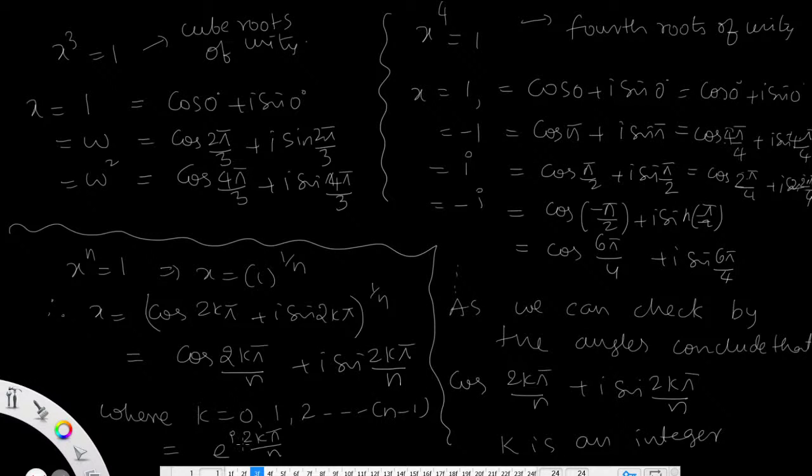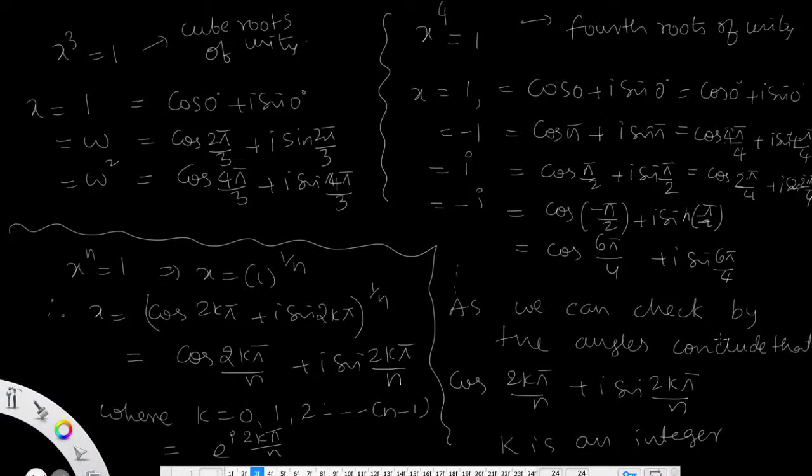Now for the fourth roots of unity, you can substitute k equal to 0, which gives 1. For k equal to 1, we write cos 2 pi by 4, nothing but pi by 2, plus i sin pi by 2, which is one of the roots, i. Then k equal to 2 gives cos 4 pi by 4, nothing but cos pi plus i sin pi, that is the second root, minus 1. All of those we can substitute in the generalized form.